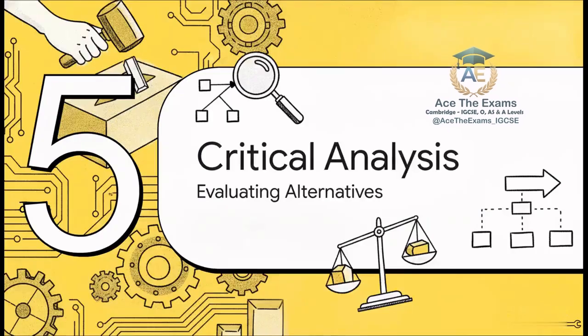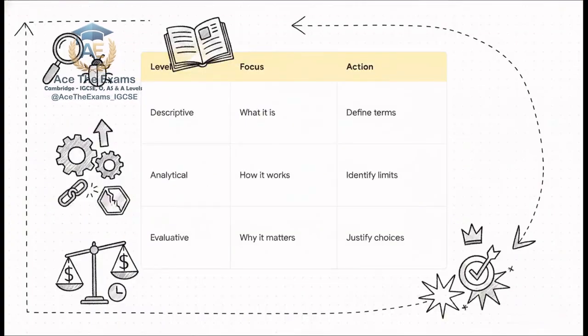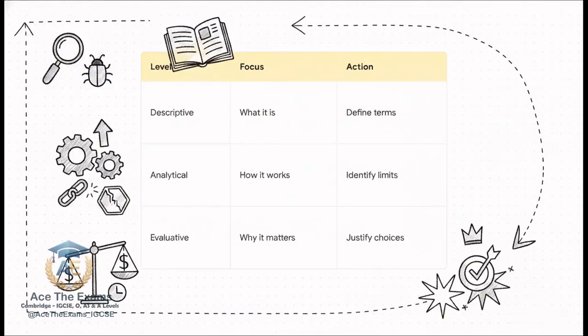Section 5, Mastering Critical Analysis. To truly act like the sculptor and reveal the masterpiece, we have to push into higher-order thinking. Look closely at this table. It brilliantly illustrates the massive jump from basic descriptive answers all the way up to the elite evaluative level.